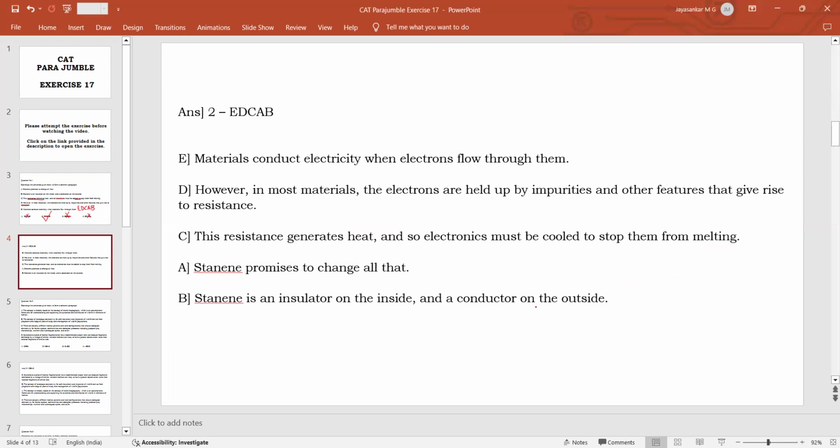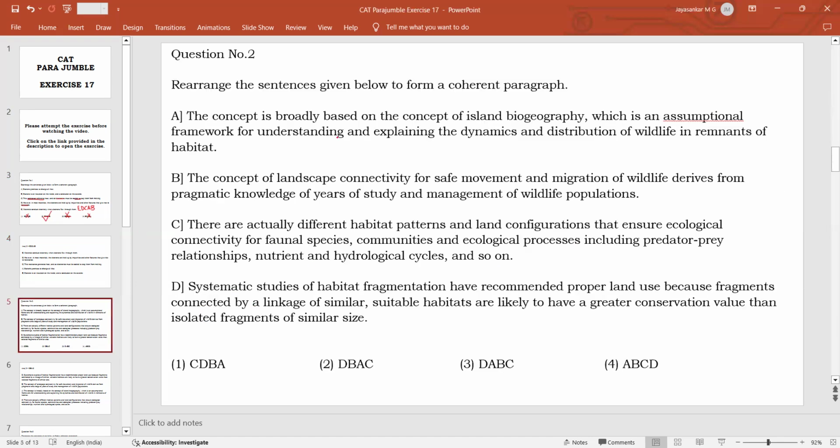Stannine is an insulator on the inside and a conductor on the outside. Then another sentence talks about how being an insulator and a conductor at the same time can change the way the electronics conduct, so the electronics do not get heated up like other electronics. That might be the sequence. That is why EDCAB is a better answer than BEDCA. Right? All right, go to the next question.